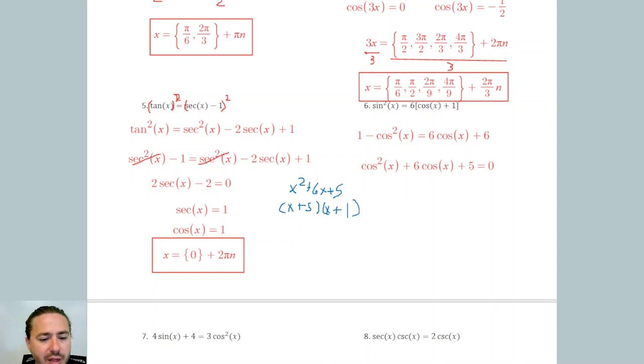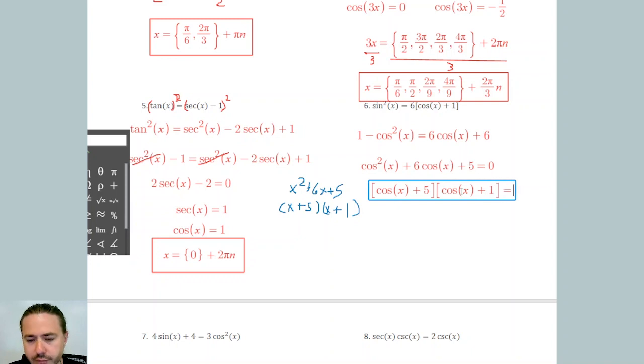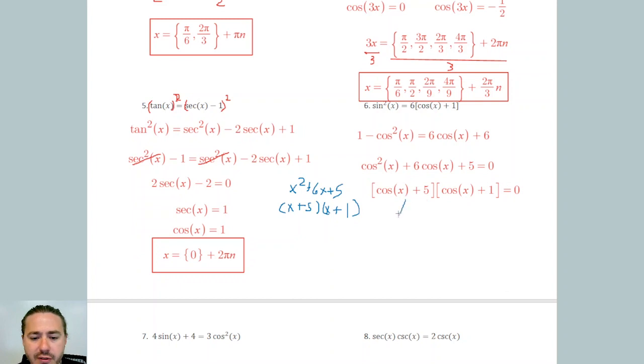So I don't have x, though. I have cosine of x. So really the only difference here is I'm going to write cosine of x plus 5. I guess I can do brackets here just to make this a little bit more obvious. And then cosine of x plus 1. All right, so now that I factored, I can use the zero product property to set each one of these equal to 0 and solve.